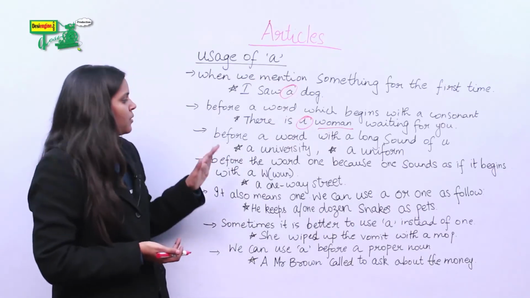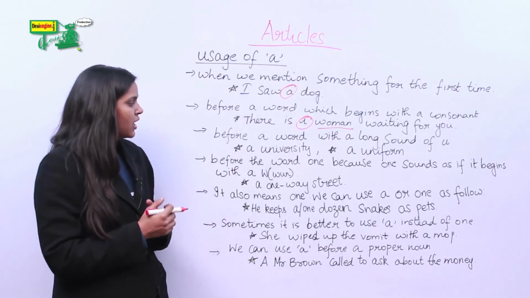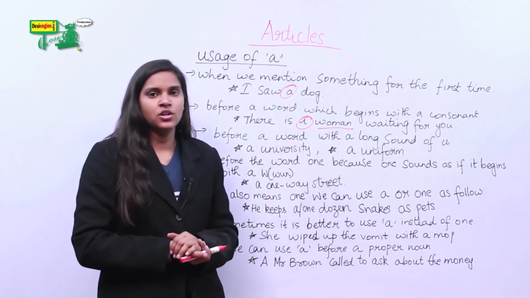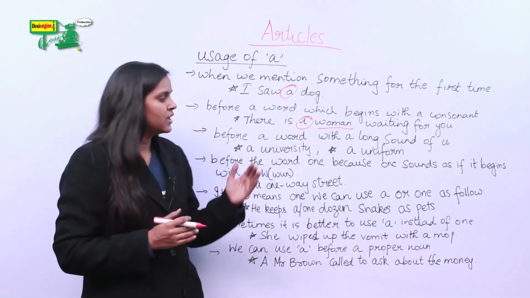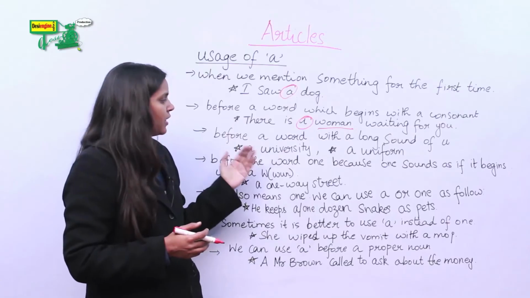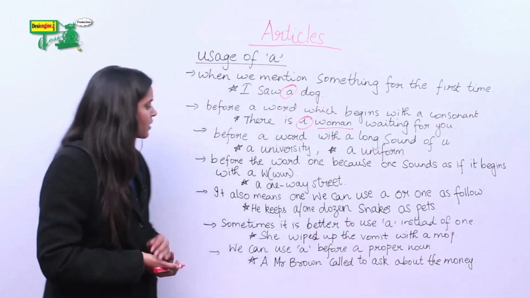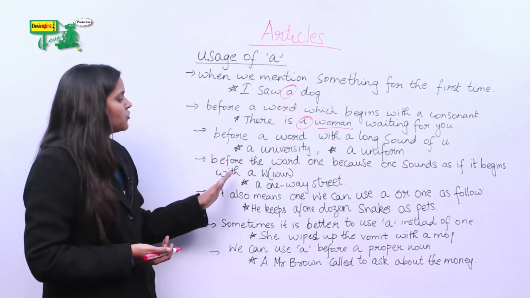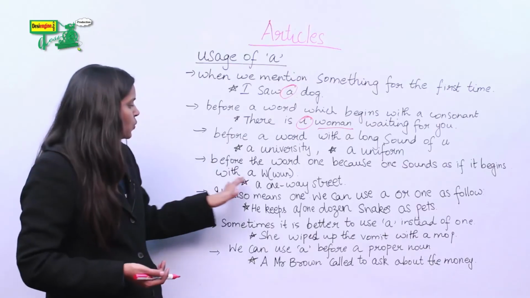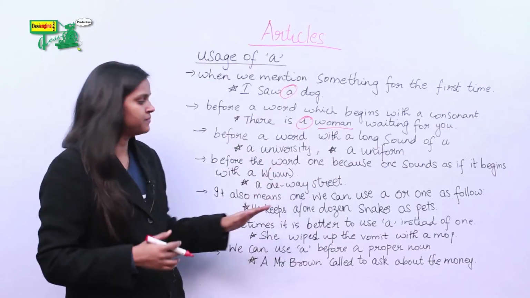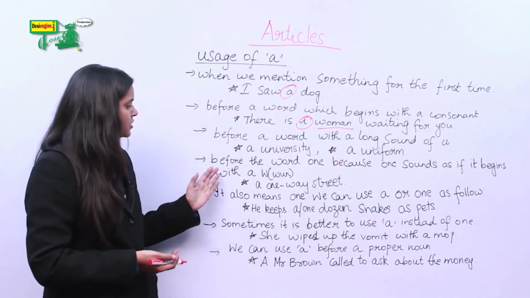The next rule is before a word with a long sound of u. Examples of this rule are a university. University has a long sound of u and hence the usage of article a. Another example is a uniform. Next rule, before the word one, because one sounds as if it begins with a W. A one-way street. That's our example for this rule.